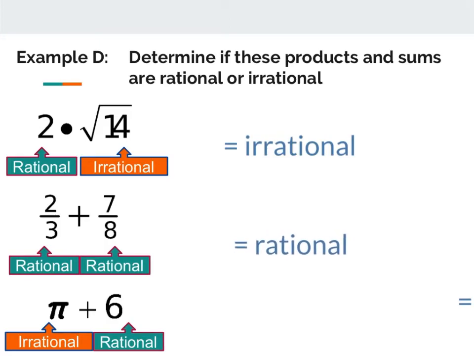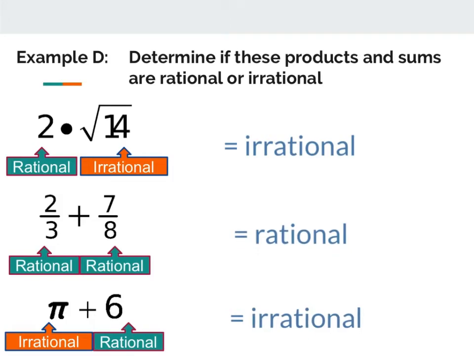And then again there at the bottom, I've got an irrational number and a rational number. So irrational gets in the mix and it messes everything up, and our answer is going to be irrational. So anytime that you see an irrational number in the problem, you know that the sum or the product is going to be irrational. Now let's try some practice problems on your own.